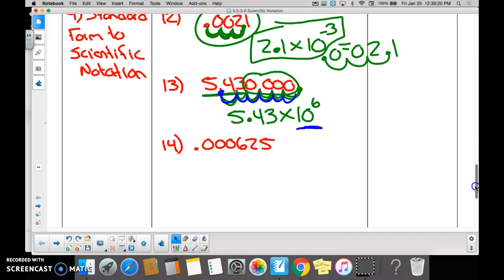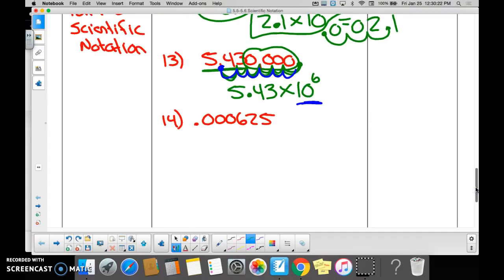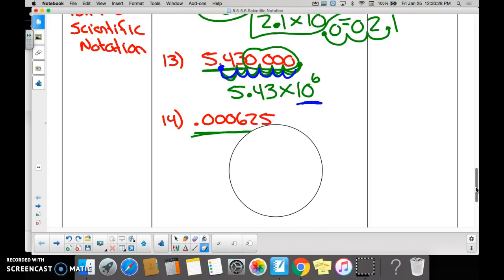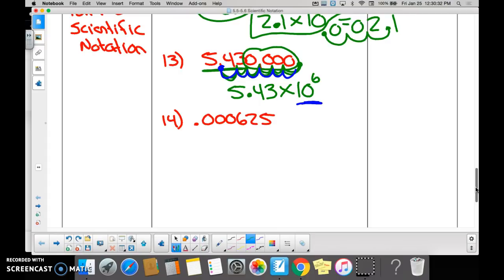625 millionths, it looks like. How are we going to make this number bigger than 1 and less than 10? The only thing we can do is put that decimal point between the 6 and the 2. So we're going to move it over 1, 2, 3, 4 spots. And then we're going to write 6 and 25 hundredths. We have to make sure we write all of our digits that aren't 0. We're going to multiply by 10, always, in scientific notation.